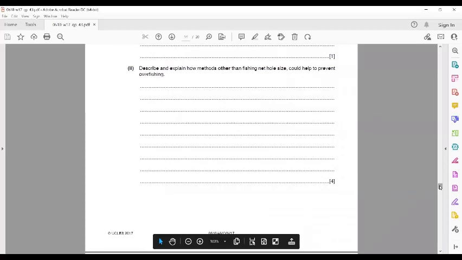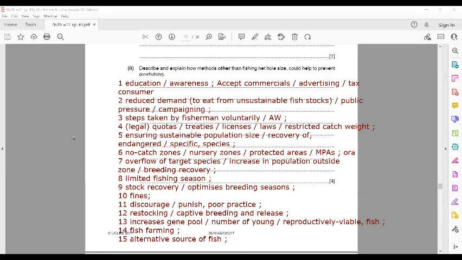Describe and explain how methods other than fishing net hole size could help to prevent overfishing. Always you can use education awareness as one of the answers, if you like. So giving education awareness to the people. The next one is to reduce demand. Public pressure or campaigning to avoid eating from unsustainable fish stocks. The other one is steps taken by the fishermen voluntarily. Another one is, as I said, licenses, the laws, restricted catch weight or catch season.